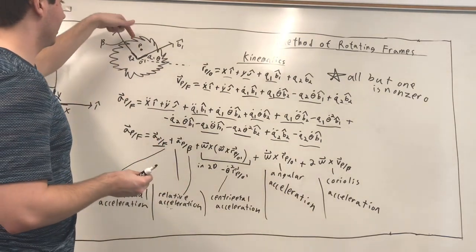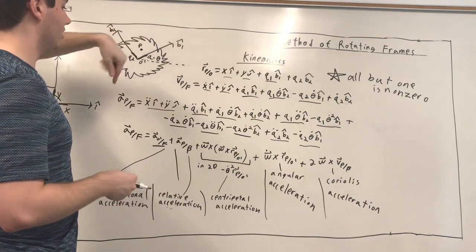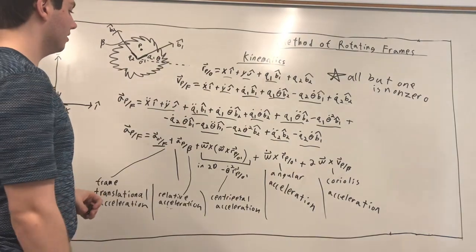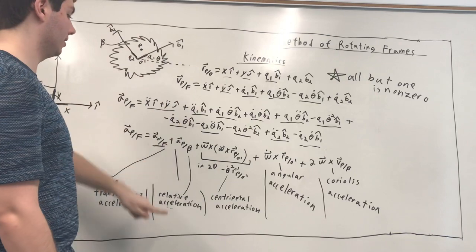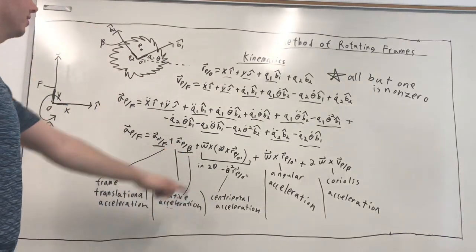So then you have this bug, and he's moving. He's starting to move. He's not moving yet, but he's starting to move. So that is your acceleration of the bug walking on the frisbee, relative acceleration. Done. Next one, centripetal acceleration.